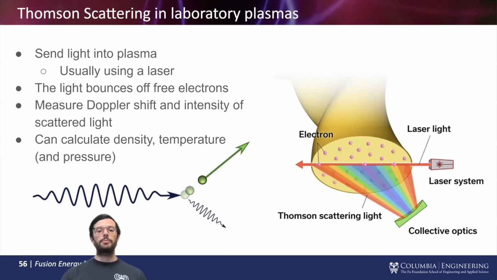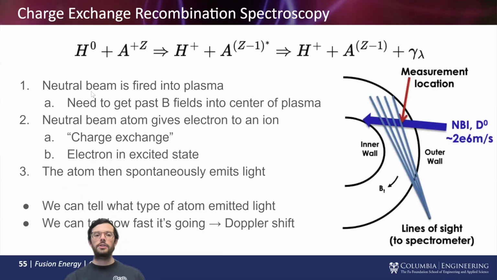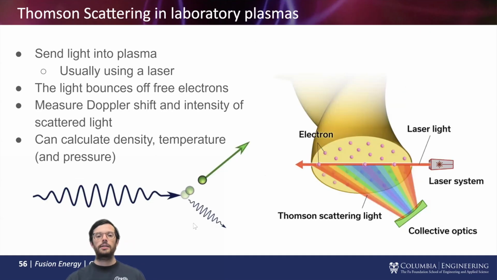Another way we can tell temperature and density in the middle of a plasma, instead of injecting particles, is to inject light. In Thomson scattering, that's a laser. So we send light into the plasma with a pretty high power laser. In this case, the light is interacting with free electrons. In the last case, we were injecting neutral particles that interacted with the ions in the plasma. In this case, we're injecting light, and it's scattering off of the electrons in the plasma.